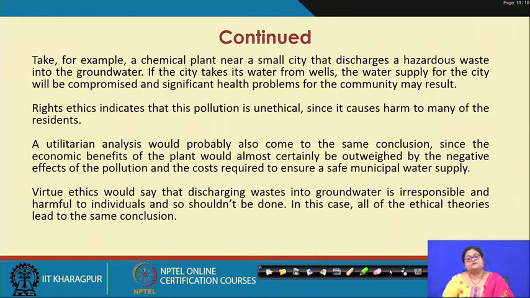Virtue ethics would say that discharging waste into groundwater is an irresponsible act and harmful to individuals and should not be done. In this case, all of the ethical theories lead to the same conclusion.